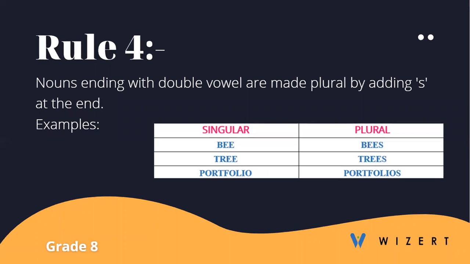Let us look at rule number 4. So nouns ending with double vowel are made plural by adding s at the end. Examples: bee, that changes to bees, tree, that changes to trees, and portfolio, that eventually becomes portfolios. So if you notice all the three words in the singular form, there are two vowels at the end of every word. So bee has two e's, similarly tree also has two e's, and portfolio has an I and an O.